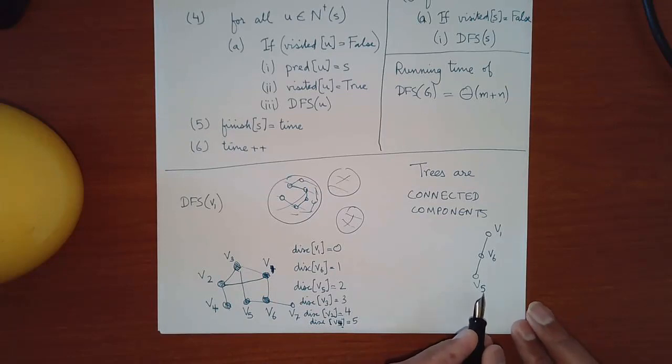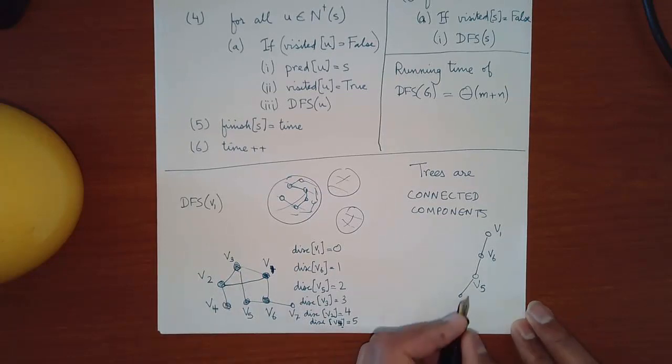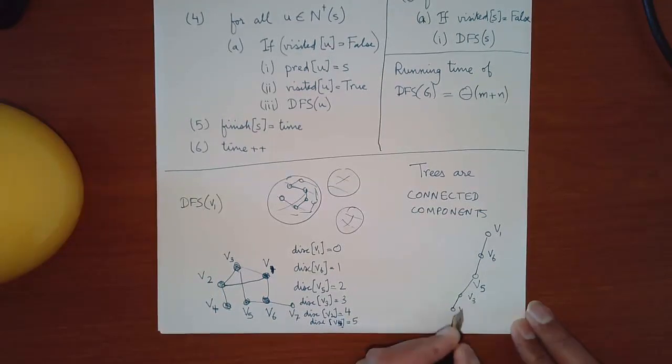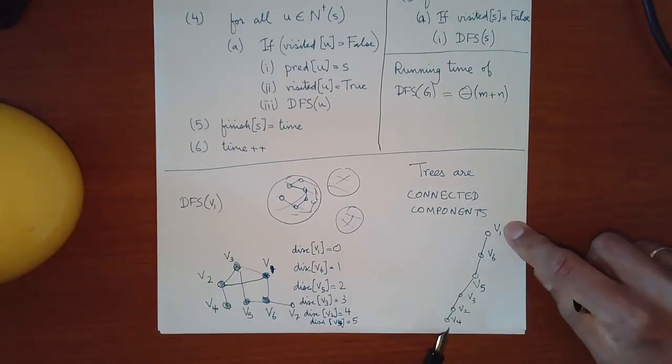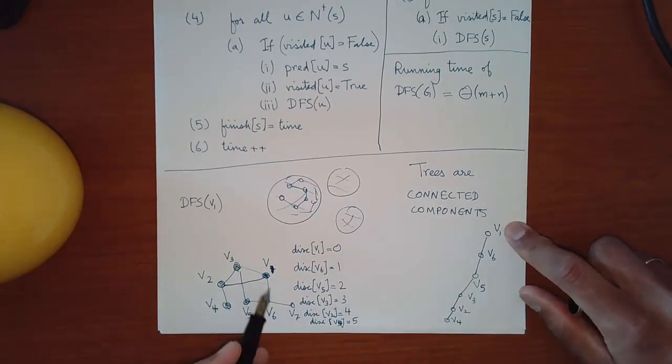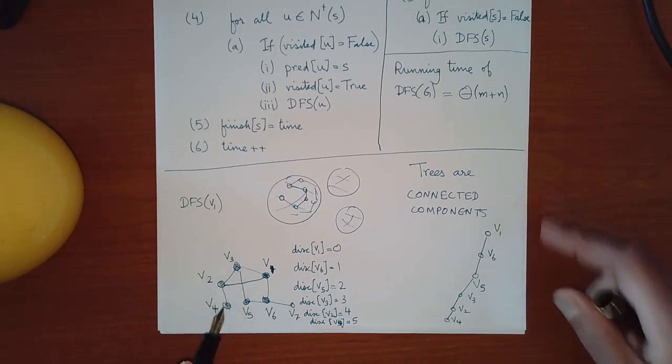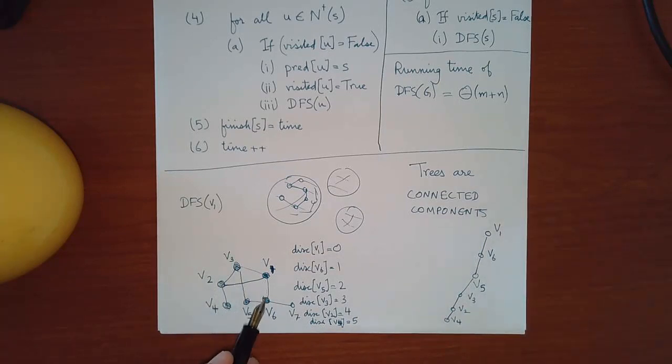And so V5 is going to have a child V3, which is going to have a child V2, which is going to have a child V4. Note that the path from V1 to V4 is that. Is this the shortest path? No, it's not, right? Because the shortest path would go from V1 to V2 to V5. You go that way. This is not a shortest path.